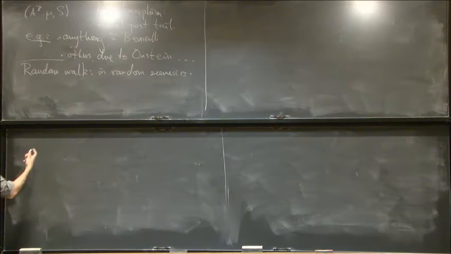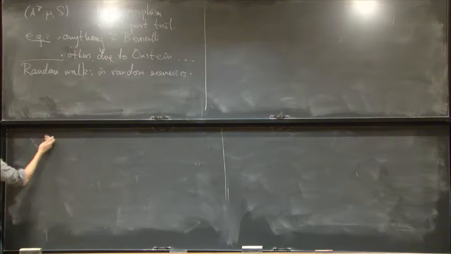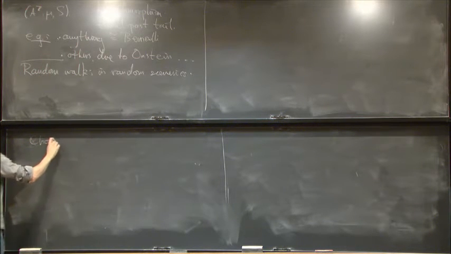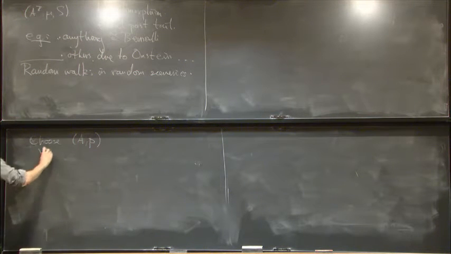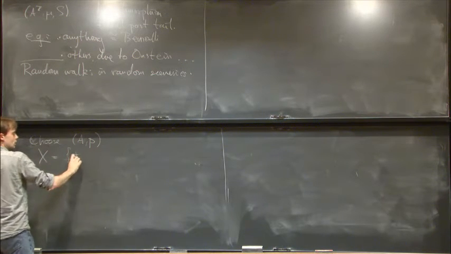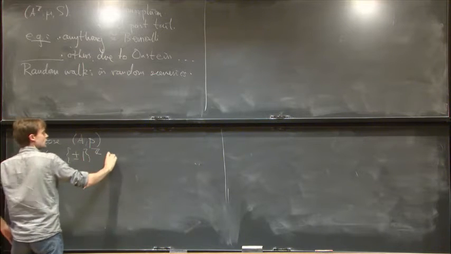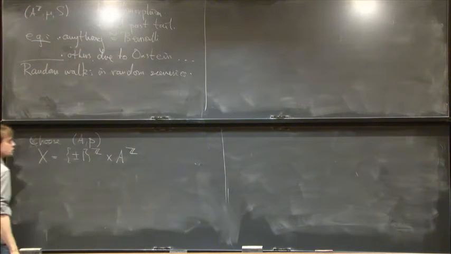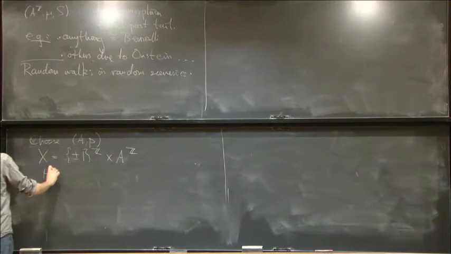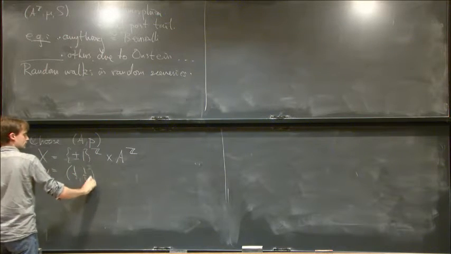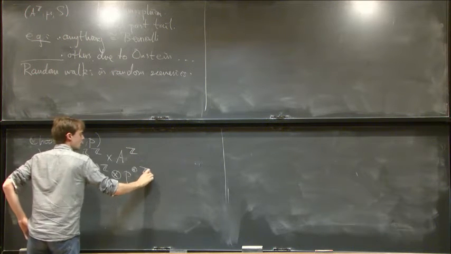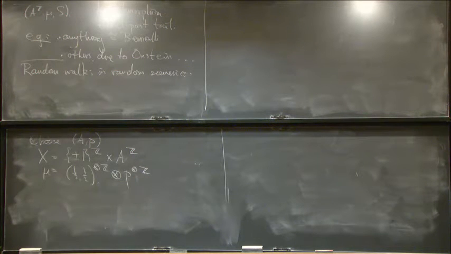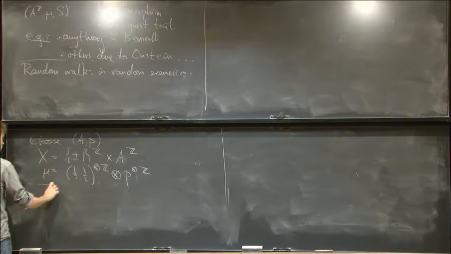So to construct these abstractly, your state space, first you choose, again, some finite probability space A, P. Now your state space will be strings of plus minus ones times strings with values in A. And your measure will be the product measure. But initially, you don't define the transformation to be the regular shift. It's a skew shift.